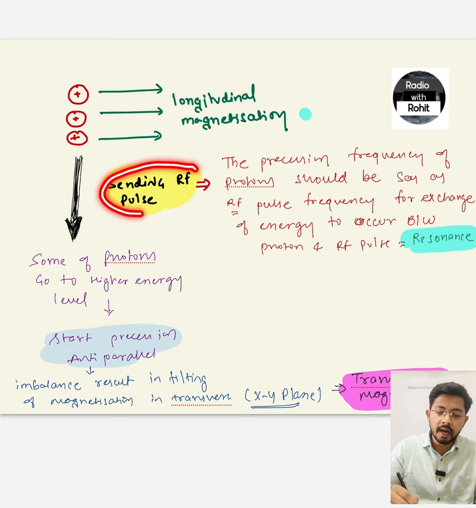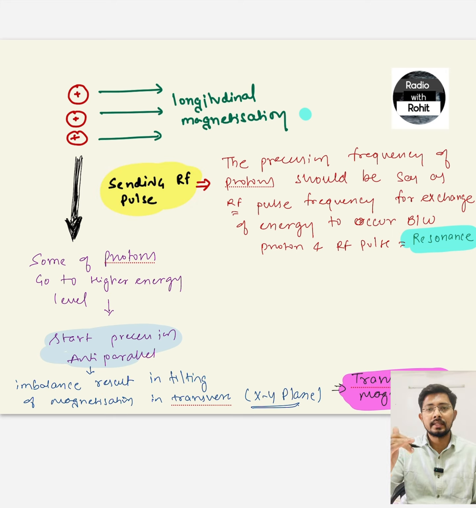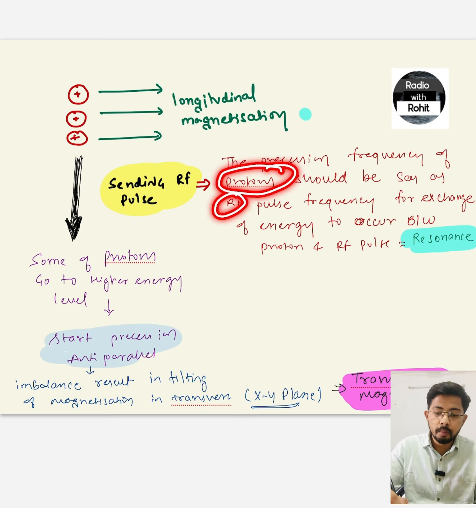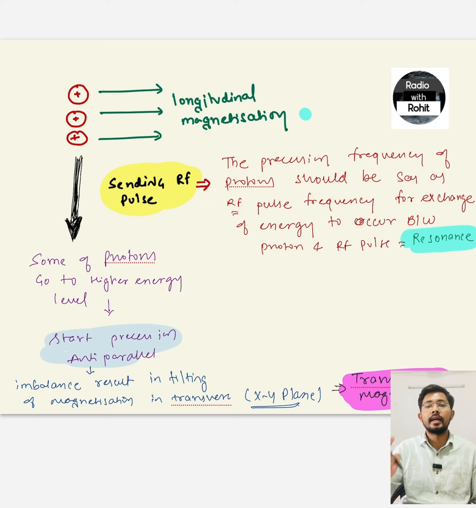First, what is RF frequency? RF frequency is the magnetic field we are giving to the patient, in addition to the longitudinal magnetic field. If the RF frequency and the precession frequency of the proton are the same, then only will the exchange of energy happen between the proton and the RF frequency.